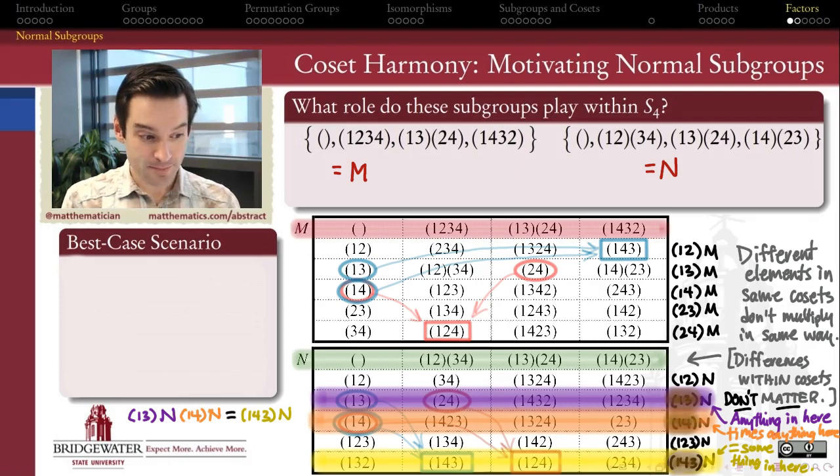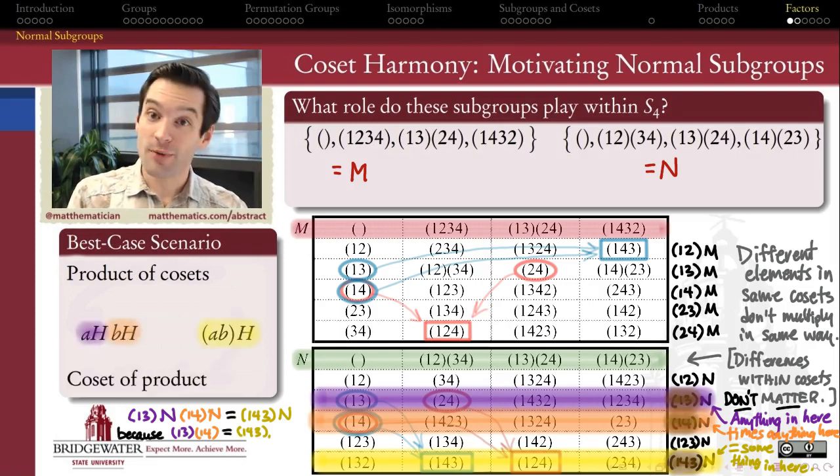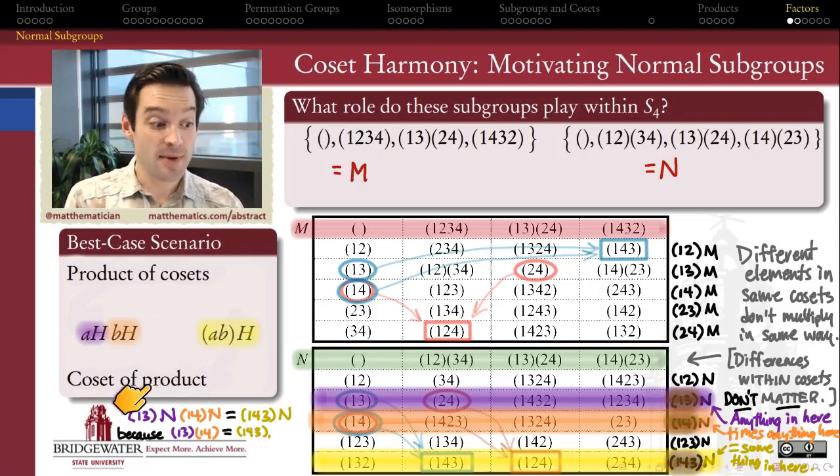Well, we can do that exactly because 1, 3 times 1, 4 is equal to 1, 4, 3. But that's only going to happen when the product of two cosets and the coset of the product coincide. If I want 1, 3n times 1, 4n to be equal to 1, 4, 3 times n, that means in general I want AH times BH as sets to be the same set as AB times H. The product of the two cosets needs to be the coset associated with the product of those two elements.